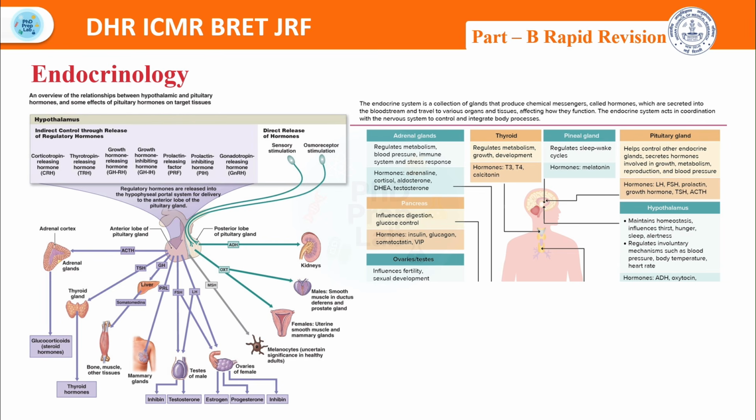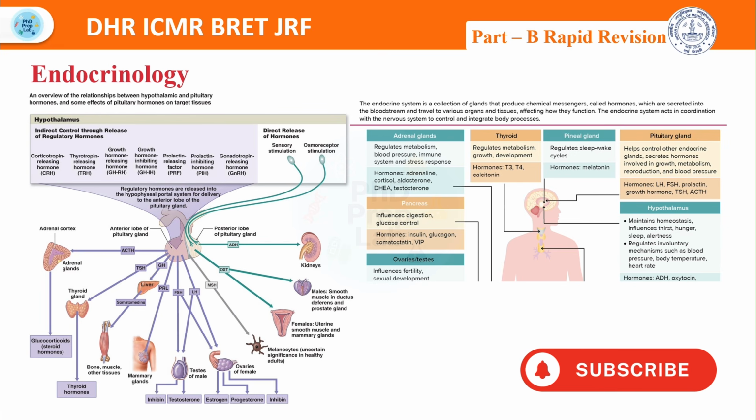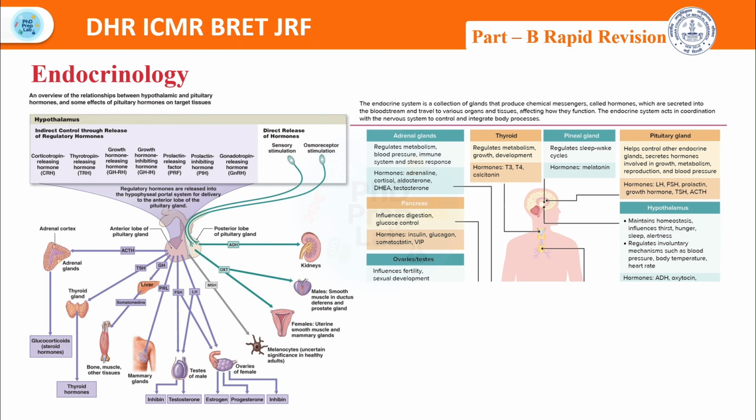Then we have certain other glands as well. We have the adrenal glands, which regulate metabolism, blood pressure, immune system, and stress. The hormones that the adrenal glands secrete are adrenaline, cortisol, aldosterone, DHEA, testosterone. So the adrenal glands are found above the kidneys. Then we have the pancreas. So these secrete insulin, glucagon, somatostatin.